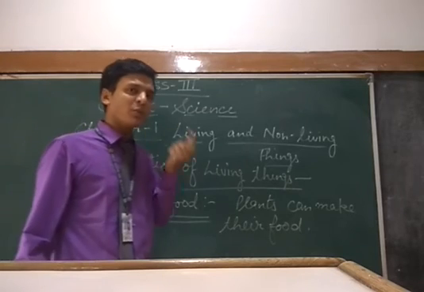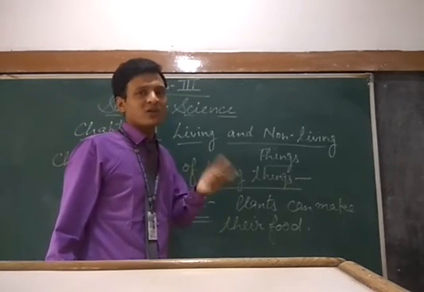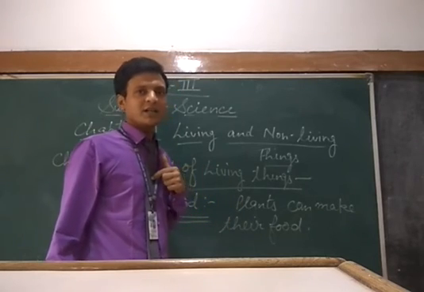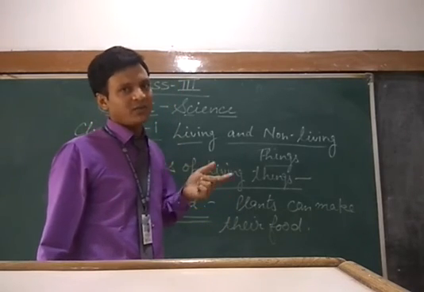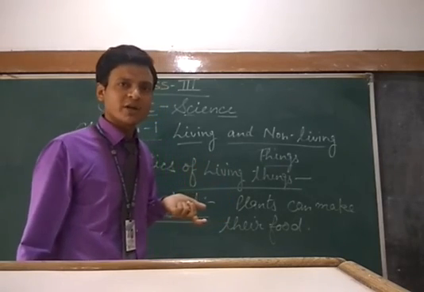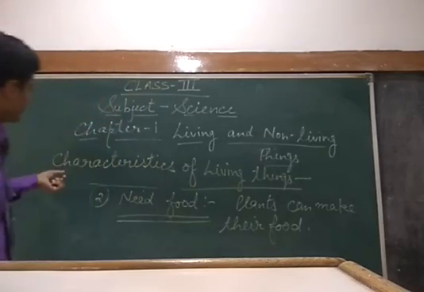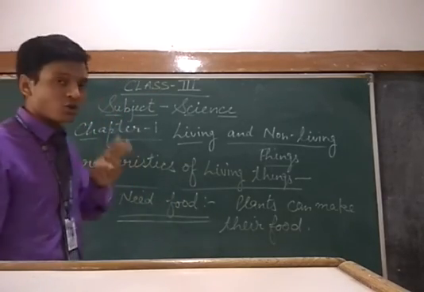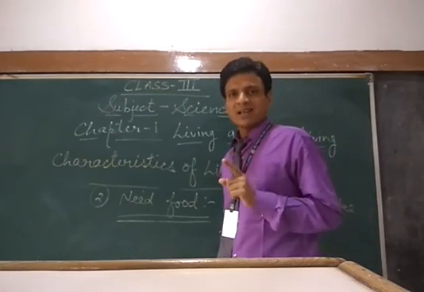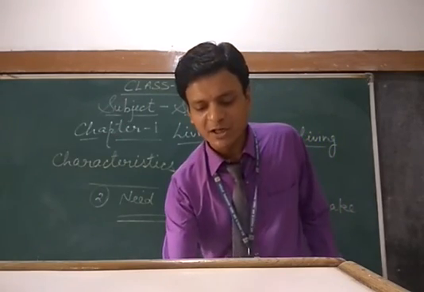And we also have to depend on animals. Either we are vegetarian or non-vegetarian. If we are vegetarian, then we have to eat plant products, and if we are non-vegetarian, then we will eat animals or flesh of animals. Okay, students. So we can see that we have studied here two characteristics of living things. First, living things show movement, and the second is living things need food.